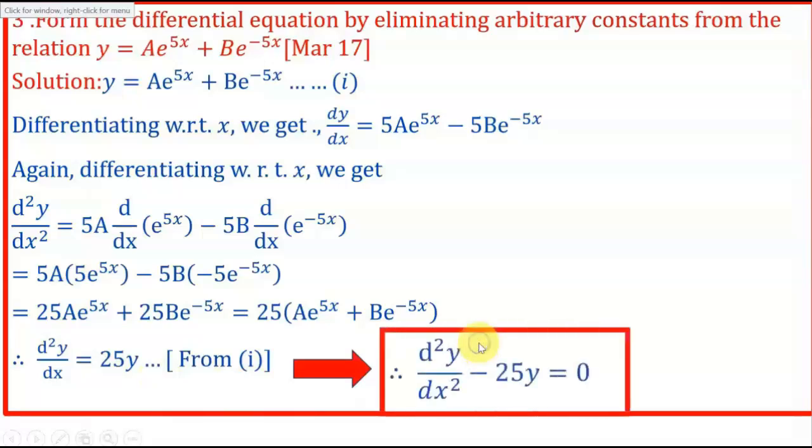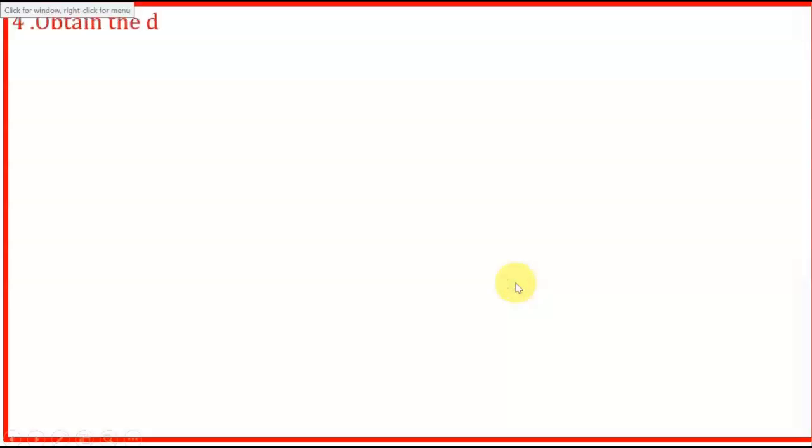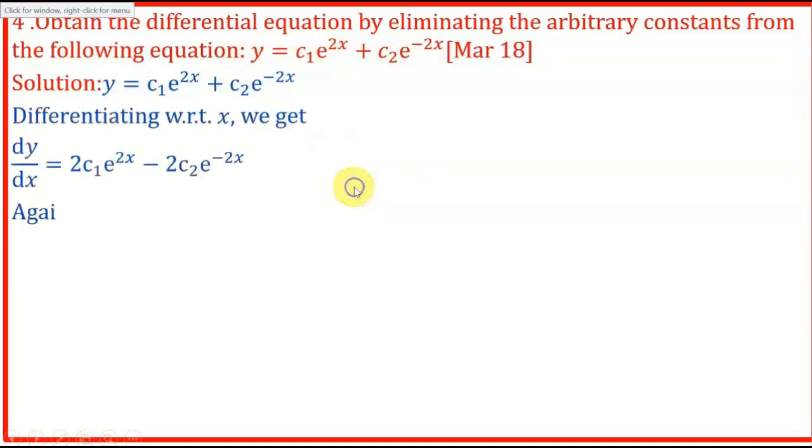Now, next. Obtain the differential equation by eliminating the arbitrary constants from the following equation: y equals c1 e raised to 2x plus c2 e raised to minus 2x. Same type of example. Again differentiate this two times.